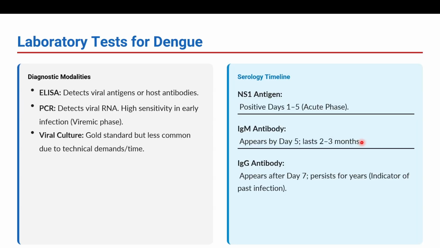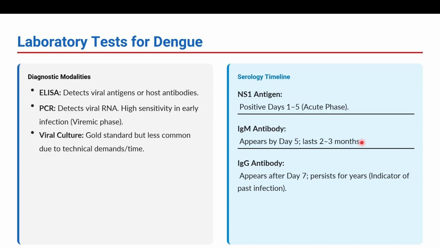So diagnostic modalities, we have 3 things: ELISA, PCR, and viral culture. Although viral culture is the gold standard, it is less commonly done due to technical demands and time constraints. PCR detects viral RNA with high sensitivity in early infections, but it is costly and not done in large setups. ELISA is the most commonly used test to confirm dengue virus, and it detects the viral antigen NS1 or matches antibodies, IgM and IgG, against dengue virus.